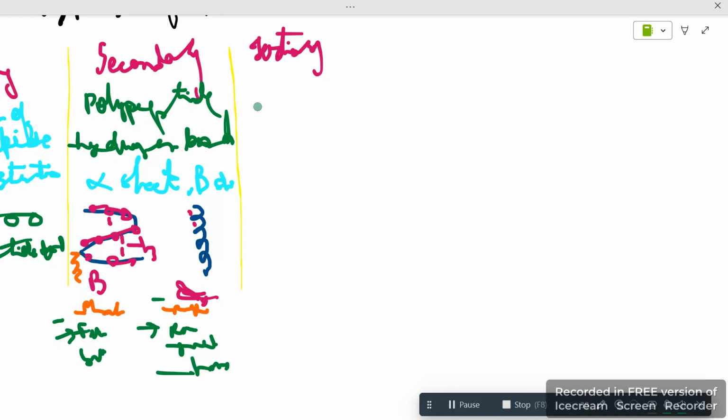Then we are going to discuss tertiary, which is 3D globular protein structure. This is made up of primary and secondary, both required to make this structure. When we make this 3D structure, it is made by radical groups.